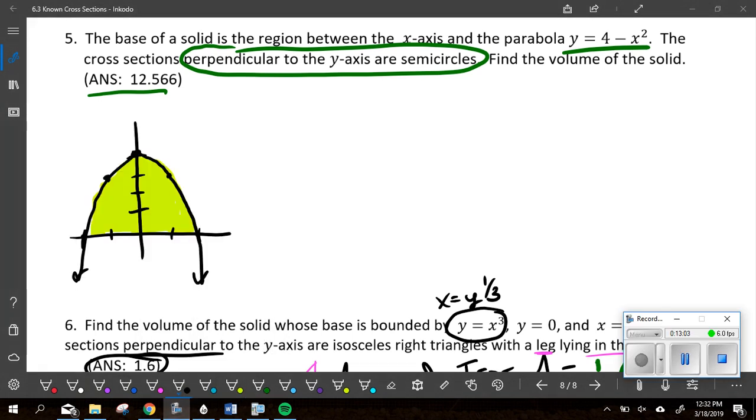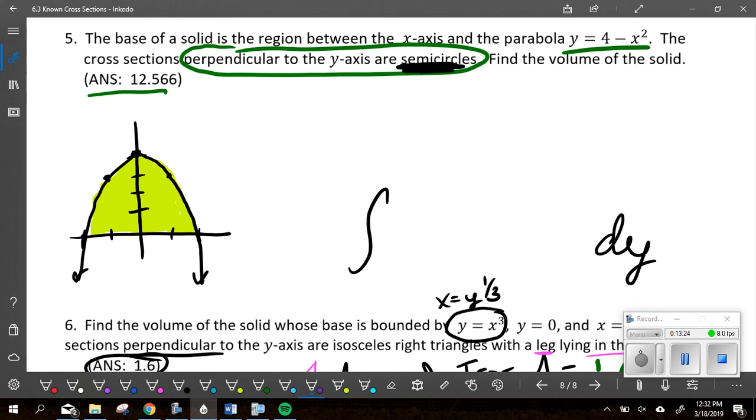The base of the solid is a region between the x-axis and the parabola y equals 4 minus x squared. So that is this drawing right here. We are perpendicular to the y-axis, so we are stacking our shape, which in this case is a semicircle. We are stacking them on the y-axis. So that makes this a dy problem.